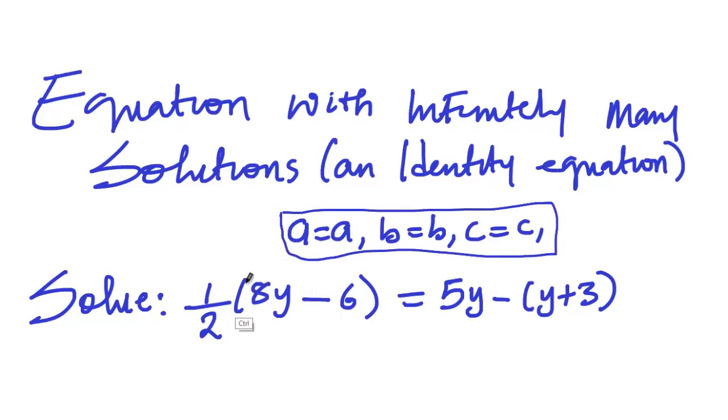So now let's look at this question. This question says solve 1 over 2 into bracket 8y minus 6 equal to 5y minus y plus 3. What we want to actually check is if this equation has infinitely many solutions, which makes it an identity equation. So now let's go straight to the solution.